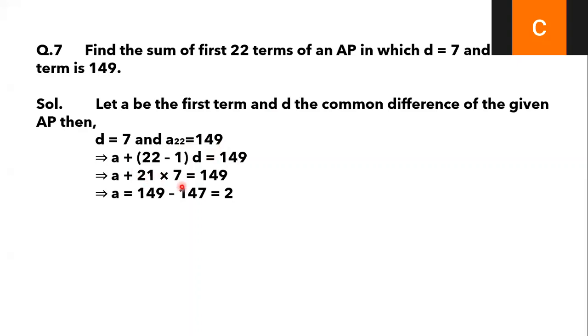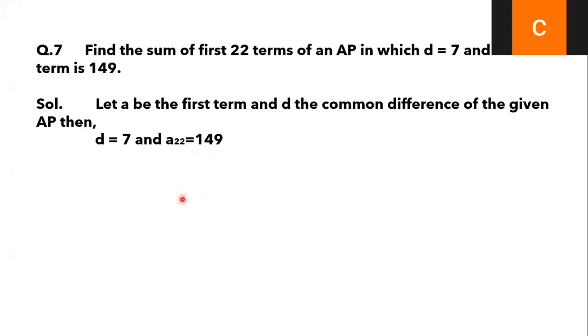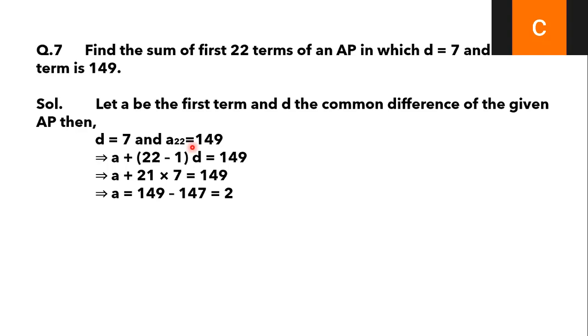A plus 21D, apply the D value 7, and you'll get the A value. A plus 21D is equal to 149. 21 into 7 is 147. So A value is equal to 149 minus 147. It is 2. Have you all got A value 2, children? Yes, ma'am. Next, they're asking us to find the sum of first 22 terms of an AP.